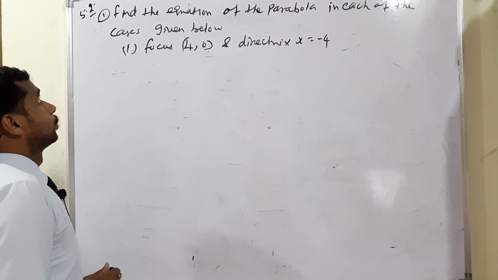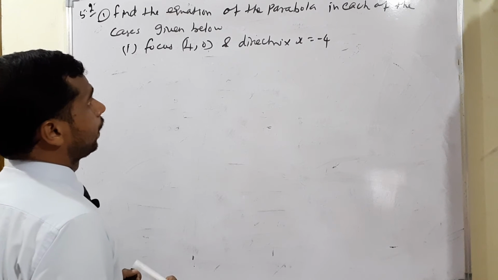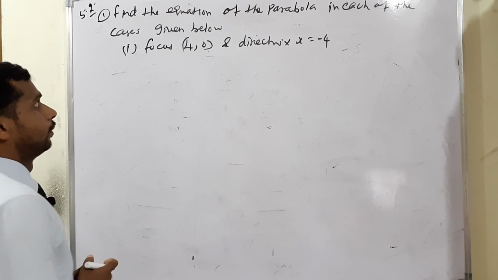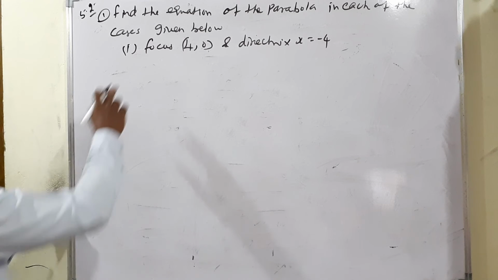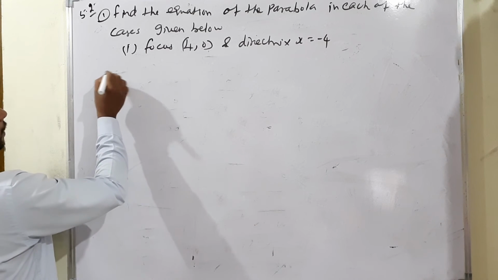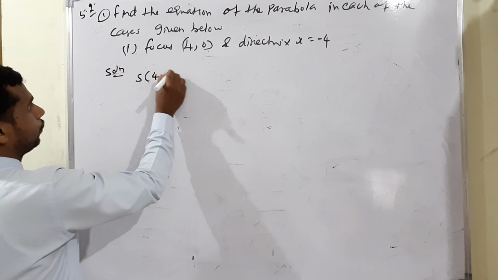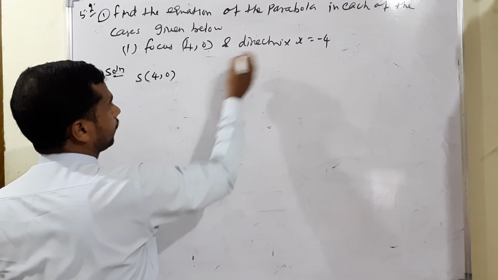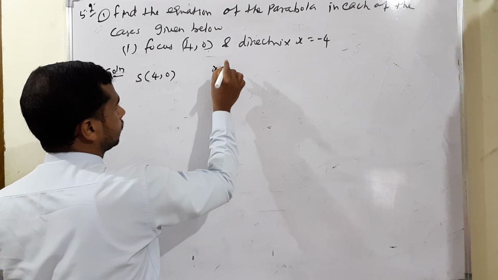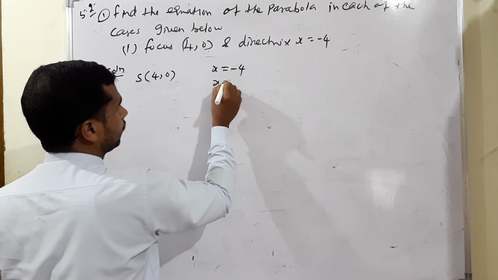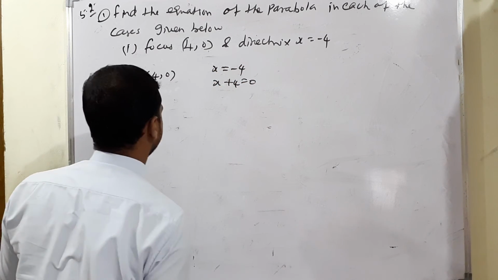Exercise 5.2, question number 1. Find the equation of the parabola in each of the cases given below. Moving to subdivision 1. First case, focus means what is the meaning? Solution, S is (4, 0). Then the directrix is given x minus... x is equal to minus 4. So we can write it x plus 4 is equal to 0.